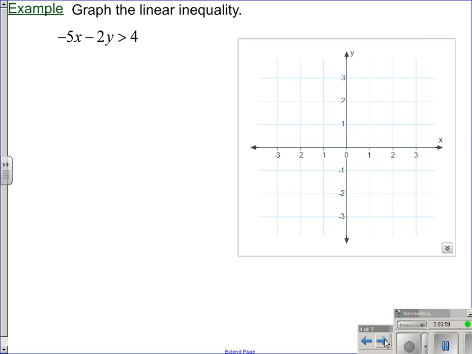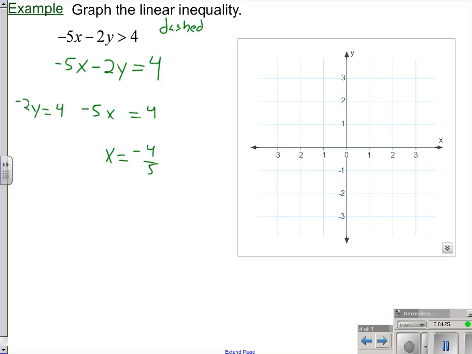To graph this one, it's basically in standard form. So again, I'm just going to pretend it's an equal sign. I am going to have a dashed line because it is not an or equal to. So x-intercept, we got -5x equals 4. The x-intercept is going to be -4/5. Just plug in 0 for y. For the y-intercept, I got -2y equals 4, so y is -2.